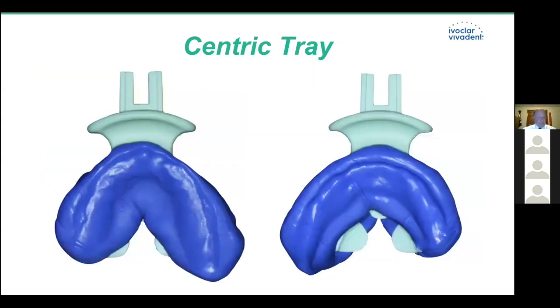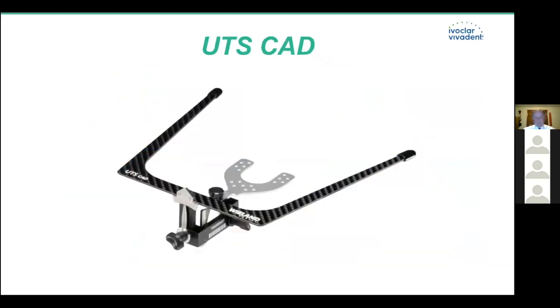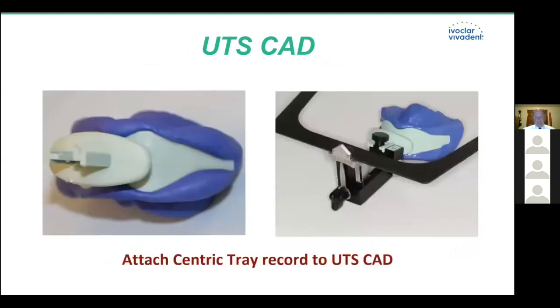And then we take just a mush bite. It doesn't have to be pretty. It just needs to have enough contacting surfaces here. I chose these because they're not pretty, but yet they're adequate for the purpose of doing this mush bite. And this will be scanned, and then it'll be merged into the scans of the CAS. The UTS CAD will give us connects to the centric tray.